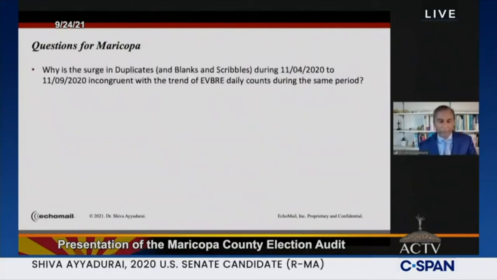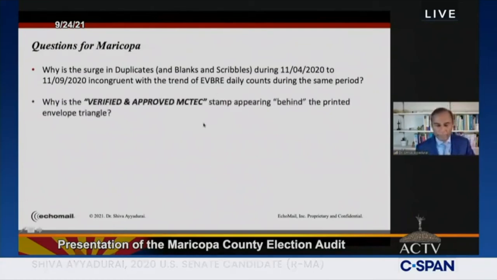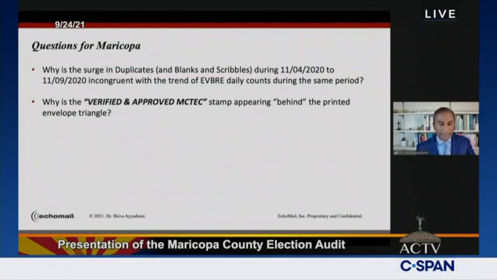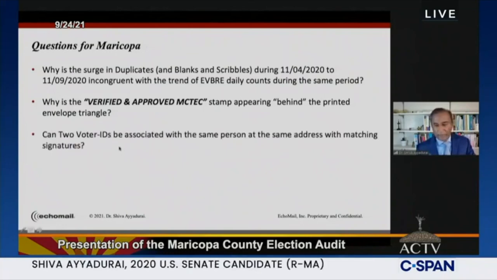And the last set of questions is, why was there a sudden surge of duplicates during 11/04 to 11/09, which is incongruent with the trend we were seeing with the early voting ballot return envelope counts? Finally, why is the verified and approved stamp appearing behind the printed envelope triangle? How does that happen? Is there some imaging that's done? Are the envelopes printed? I just have a question from an imaging standpoint.